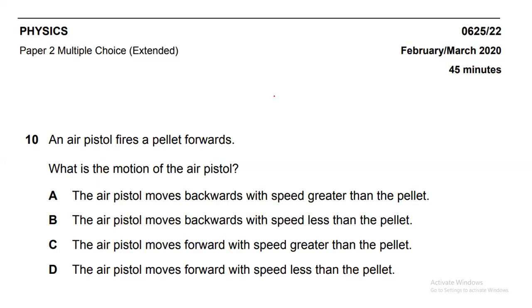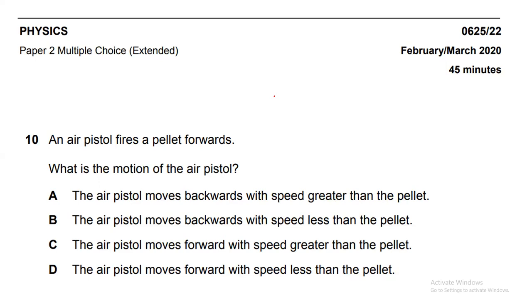The direction is opposite, but in magnitude they are equal. You see, the mass of the bullet is very small, and so its velocity is large. But because the mass of the pistol is large as compared to the bullet, its velocity is less. So the pistol will move backward, but with less speed.